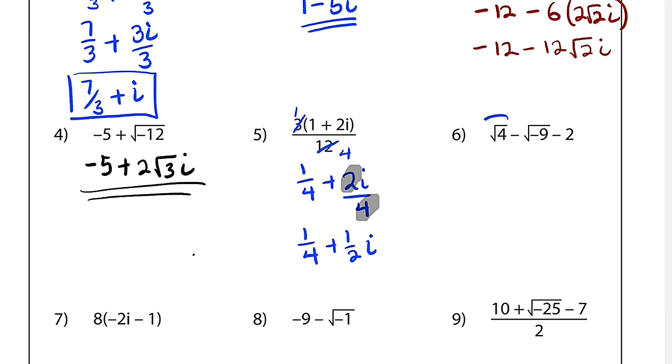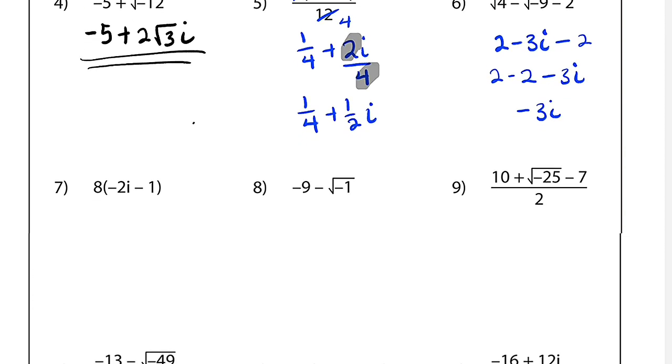Number 6, we have square root of 4, which is equal to 2, minus square root of negative 9. Remember, it is the same thing as taking the square root of 9, then you multiply by i because of that negative 1. So this is 3i. Then we have minus 2. Bring the real parts together. You have 2 minus 2, then minus 3i. 2 minus 2 is 0. So the whole of this is just negative 3i because the real part is now 0. But if you like, you can include it.